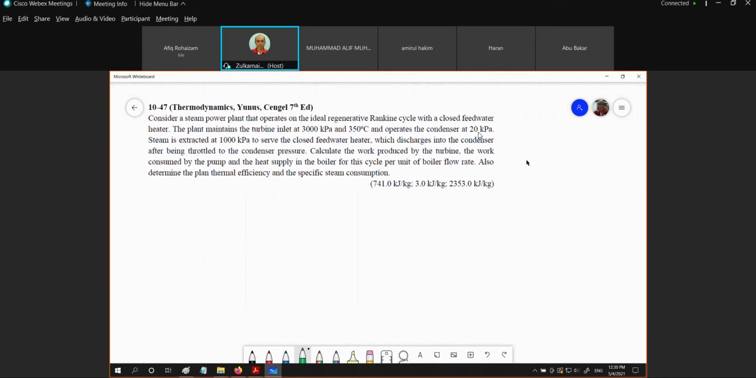So we are assuming that what is flowing in the boiler is 1. The flow rate is 1. Also determine the plant thermal efficiency and the specific steam consumption. The plant that we are going to discuss here is the same as what I sketched in the schematic diagram. So what I'm going to sketch here is only the TS diagram. This is the TS diagram.